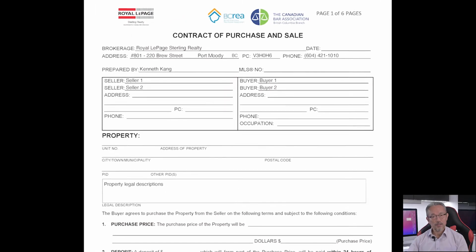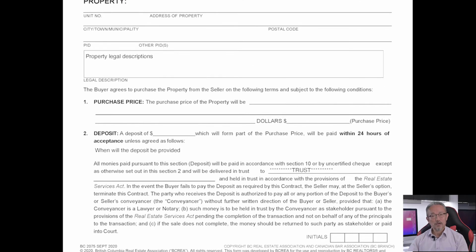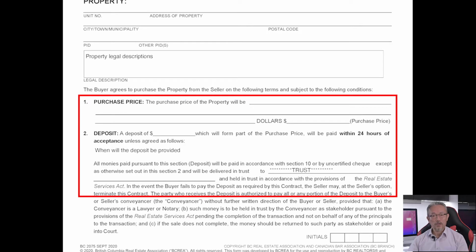On page 1, it identifies who the seller and the buyers are along with the interested property's legal description. Starting with clause 1, which is the purchase price, the buyer will offer the subject price and the deposit to the interested property. It is important that once the CPS has been accepted by both parties, the deposit is held in trust by the buyer's brokerage unless otherwise agreed upon.